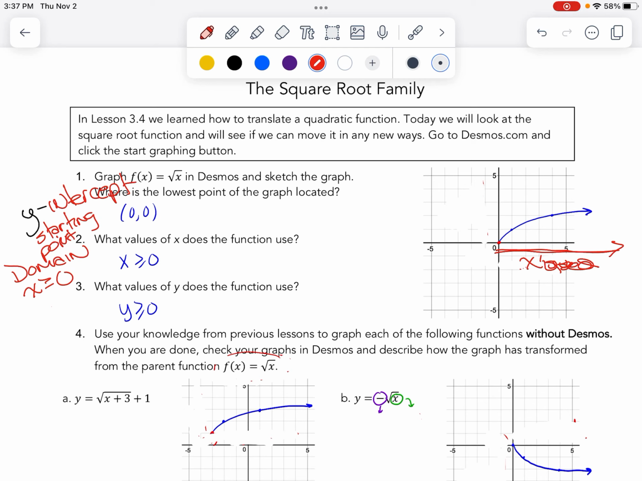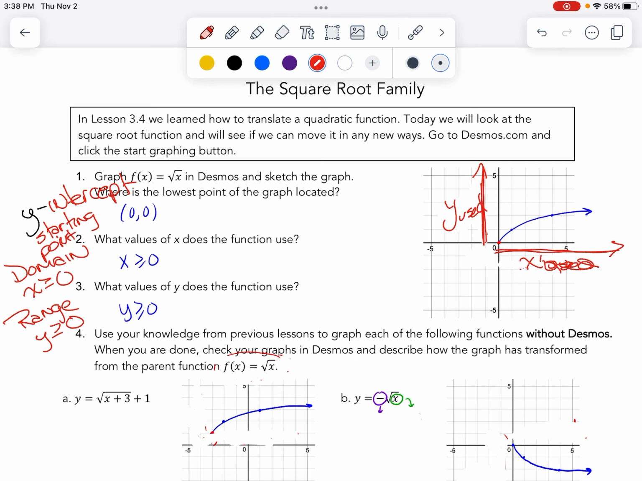Then it asked about the y values, and here that is your range. And if you look here, here's all the y values that are being used. Those are the y values that are being used, okay? So that is my range, that y is greater than or equal to 0.